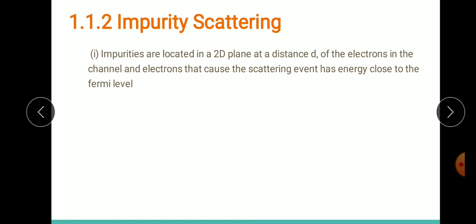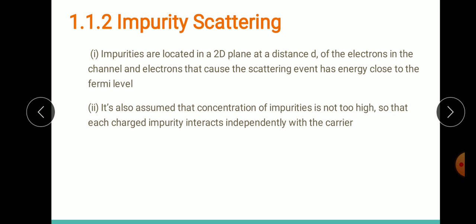Another thing that we assume is that the concentration of the impurities must not be too high. So why do we consider this? So that the charged impurity interacts independently with the carrier or the electrons. We don't want the impurity concentration to be too high so that their interaction is all mixed up. So with these two assumptions, we can determine the impurity scattering in the case of a MOSFET. When I say MOSFET here, it is nothing but the aluminum gallium arsenide and gallium arsenide modulation doped heterojunction or heterostructure.